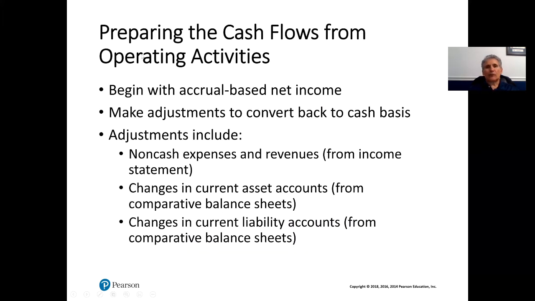Preparing the statement of cash flows for operating activities. The first section, as we've talked about, is the operating activities. The way we're going to do this is first we're going to start off with the accrual-based net income. By the way, this is the indirect method. We're going to make adjustments to that net income to convert it back to cash basis. These adjustments are going to include non-cash expenses and revenues, changes in current assets, and changes in current liabilities.